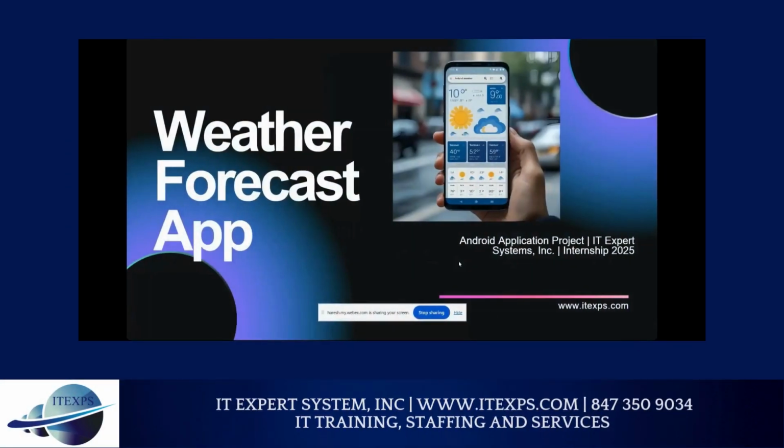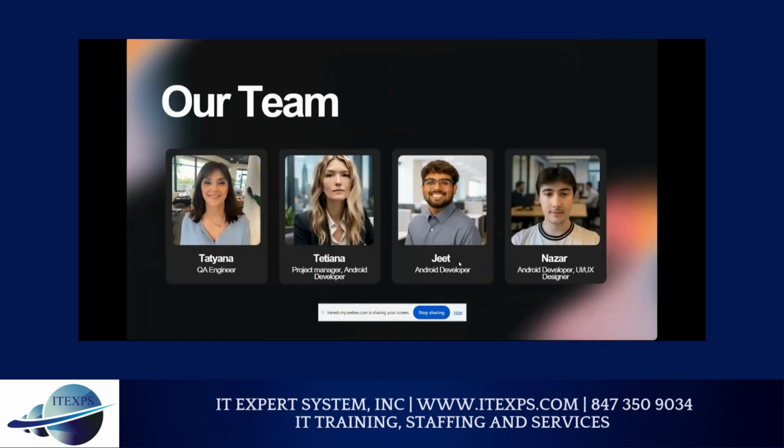And so this is our project for Sprint 3, which is a weather forecast app done in Kotlin. So this is our team. Each team has its own responsibilities and their own work. So it's Tatiana, QA engineer, Tatiana, project manager, Jeet, Android developer, and me, UX designer.